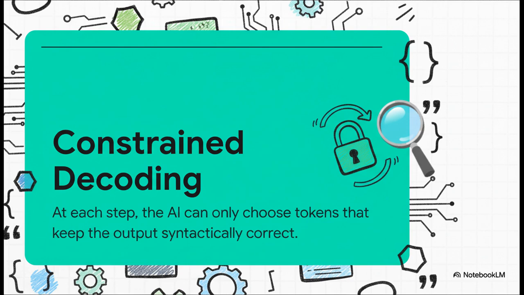At every single step of the process, as the AI is deciding on the very next word or token to write, it isn't allowed to pick just anything from its huge vocabulary. Instead, Outlines gives it a pre-filtered menu of options, a very short list of only the tokens that are guaranteed to keep the final output syntactically correct.